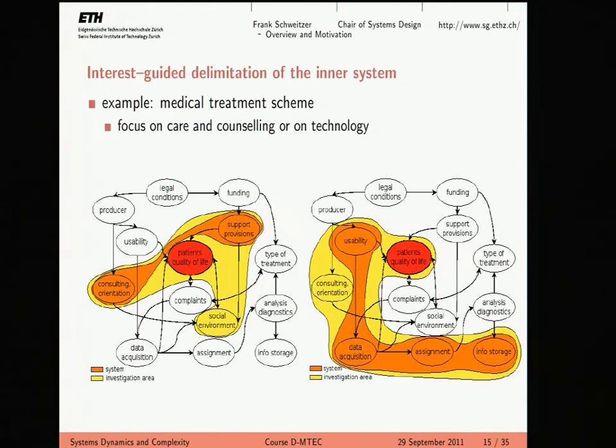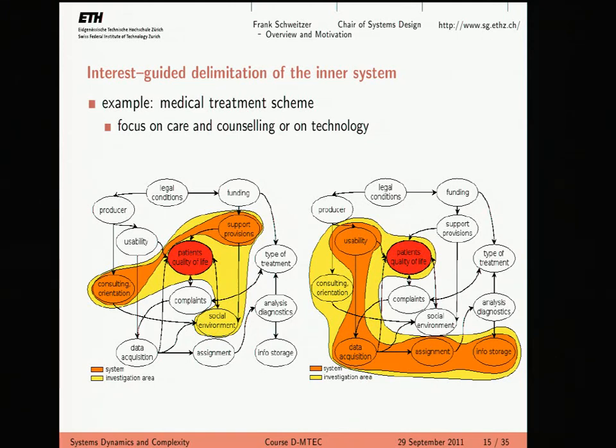So we have the same, let's call this the universe. I mean, the collection of everything that exists within the system and outside the system is our universe, in a sense. So, for example, you can have what influences our healthcare system. Well, of course, legal conditions, of course, funding. So legal conditions influence the funding. Funding, of course, as we all know, influences the type of treatment that you will get or you will not get.